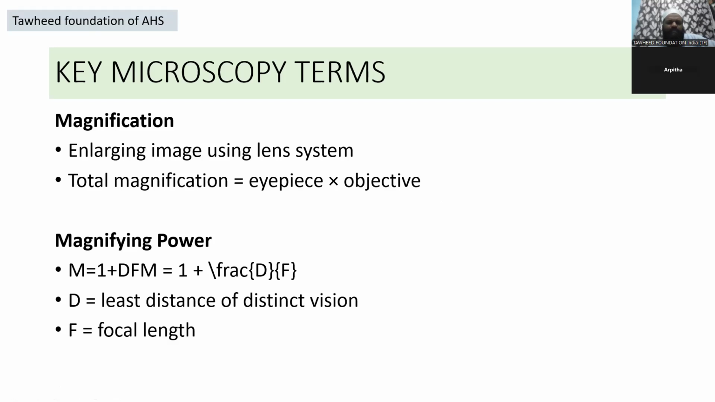Magnifying power is defined as the ratio of the angle subtended by the image at the eye to the angle subtended by the object at the eye when placed at the minimum distance of distinct vision. It can be mathematically defined as M = 1 + D/F, where M refers to magnifying power, D refers to least distance of distinct vision, and F refers to focal length of the convex lens.